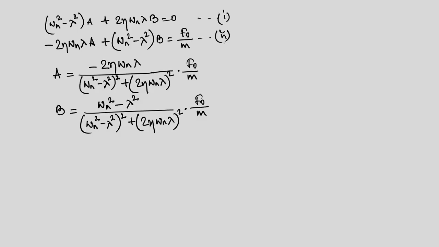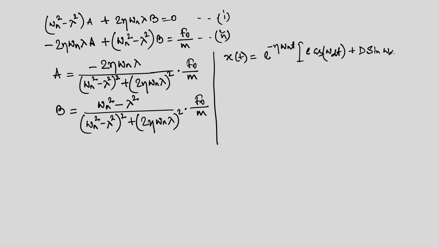So, what is the complete solution? Again, if I write down the x of t, we'll have e to the power minus eta omega n t, and then C cos omega d t plus D sin omega d t, plus obviously we will have the solution due to the forcing function.